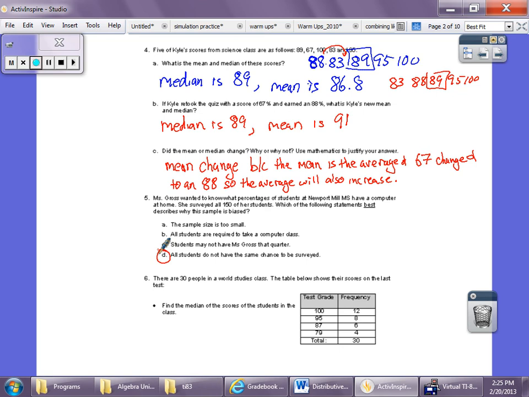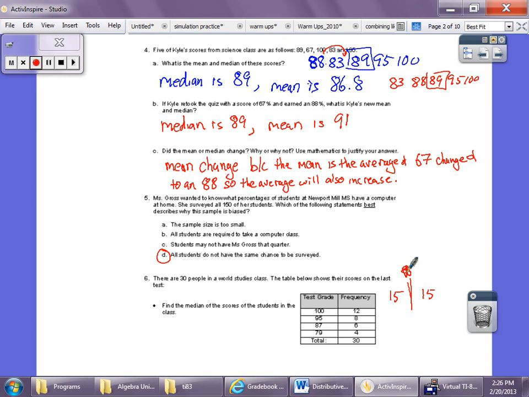There's 30 people in the World Studies class. The table below shows their scores on the last test. Find the median of the scores of the students in the class. So what we know is that the total is 30. So we know that there's going to be 15 on this side and 15 on this side. So we want to be in between the 15th and the 16th number. So we want to find the 15th and the 16th number.